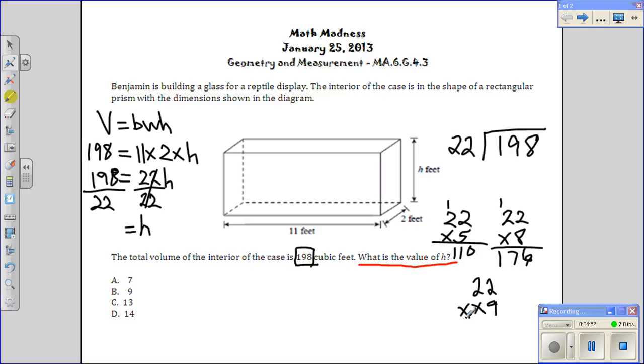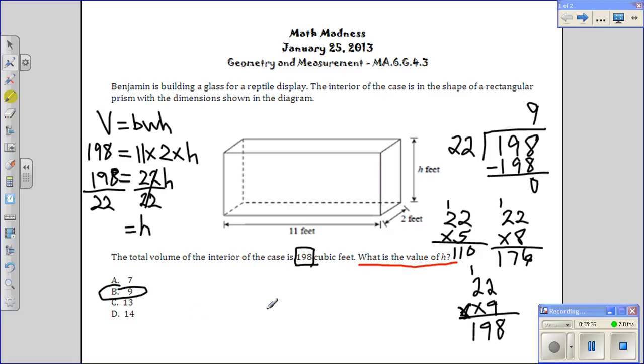And you all should be doing this on your paper. So I have 9 times 2 is 18. 18 again plus 1 is 19, and that is the number I'm looking for. Yes. So 22 will go into 198 9 times. I subtract, and I get a remainder of 0. Okay? So for our answer, it's going to be B, 9.